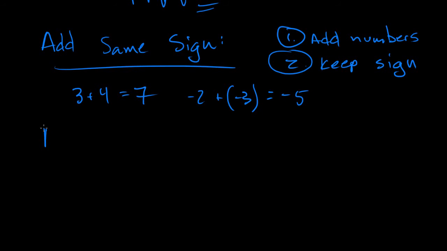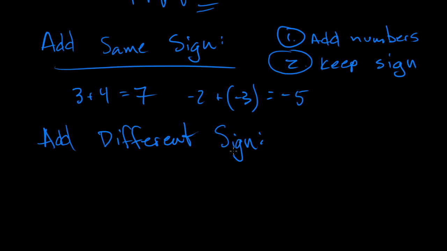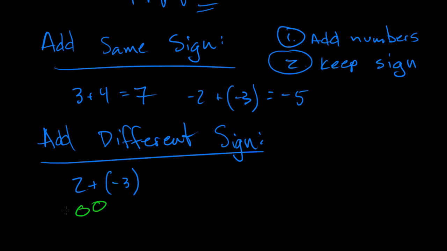What about when we add numbers that have a different sign? Well, this is when we were having to cancel. If I had 2 plus -3, then I'm picturing 2 positives and 3 negatives, and there's some canceling that happens. So I get -1.